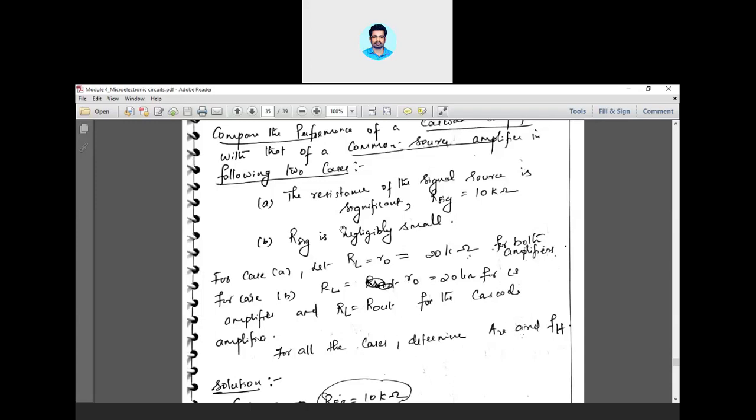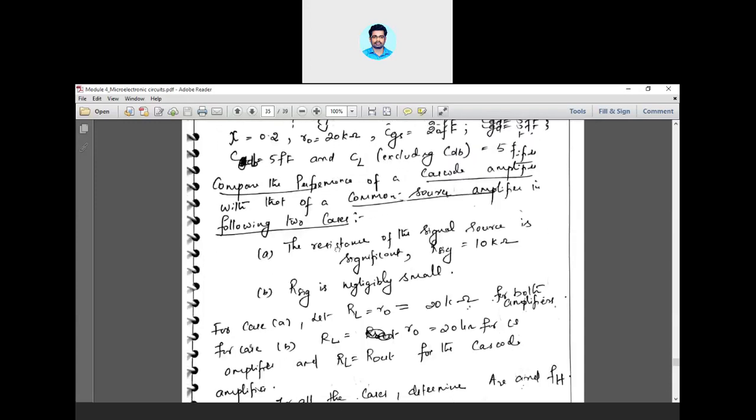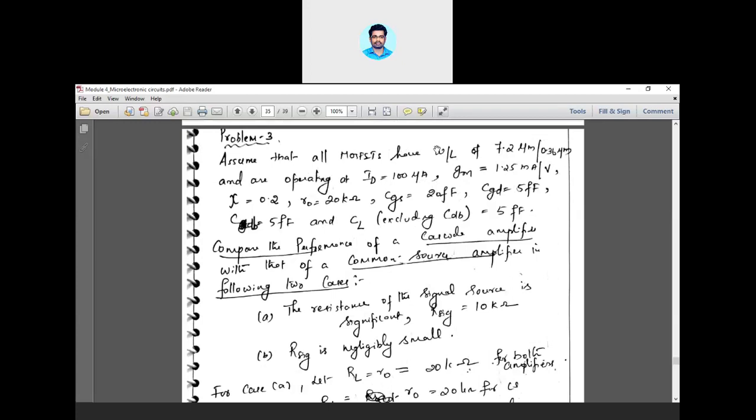This is to be considered for case B. Which is case B? RSIG is negligibly small. Case A means RSIG is considered as 10 kilo ohm. Case B means RSIG is negligibly small. I repeat the question once more. All the parameters of the question have been given, so based upon the available parameters, we are going to compare the performance of the common source as well as the cascode amplifier with respect to two different cases. Case A with RSIG given as 10 kilo, case B without RSIG, RSIG equal to 0. These two cases you have to perform and compare the common source and cascode amplifier.